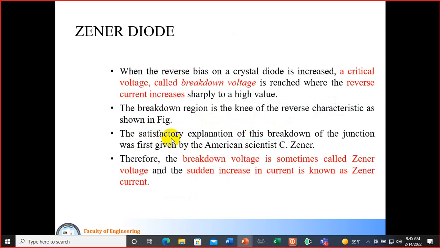The satisfactory explanation of this breakdown of the junction was first given by the American scientist C. Zener. Therefore, the breakdown voltage is sometimes called zener voltage, and the sudden increase in current is known as zener current. So the great scientist, by his name, the name came, zener diode.